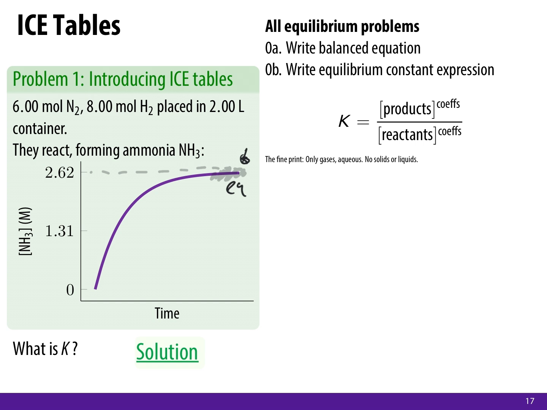Now to calculate K, we're going to go through the steps that we're going to need to apply to any equilibrium problem. So first, write the balanced equation and the equilibrium constant expression. The balanced equation, in this case, is N2 gas reacts with H2 gas to make NH3.